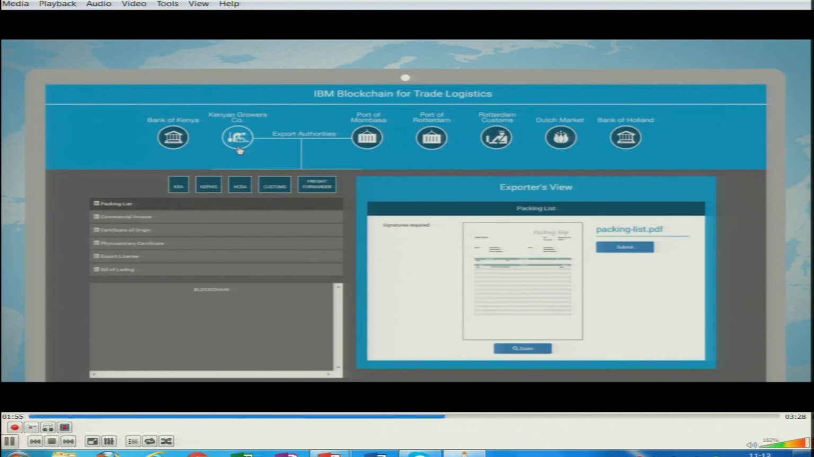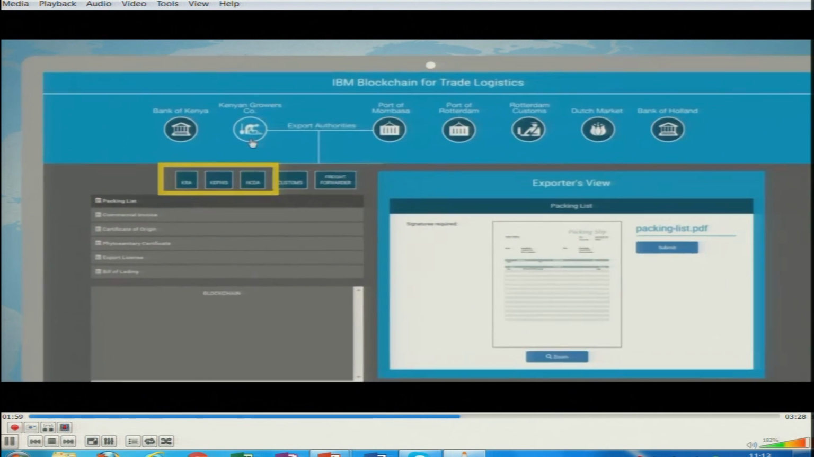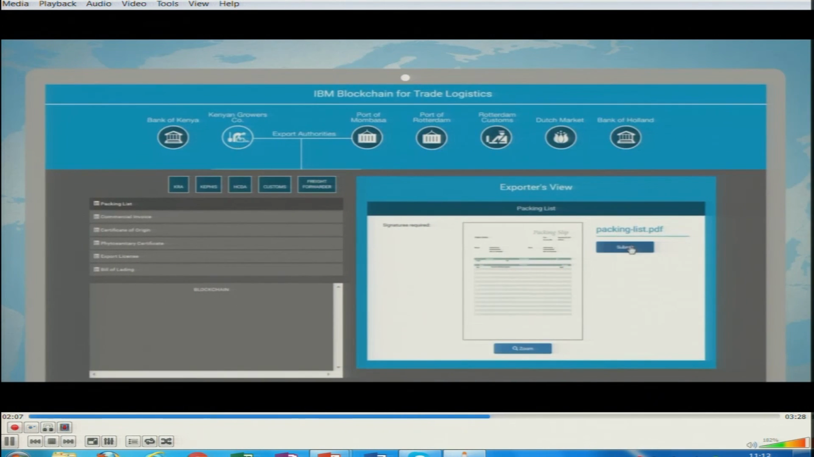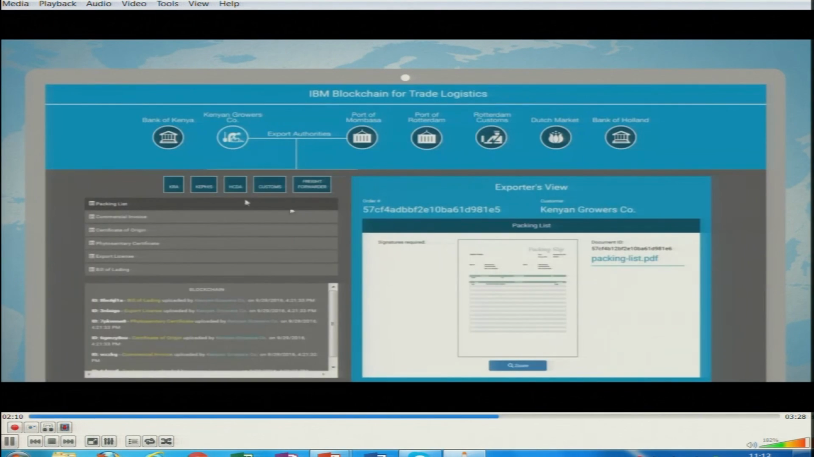Shipping from the port of Mombasa requires signatures from 3 different agencies approving the export and 6 documents that describe the origin, chemical treatment, quality of the produce and customs duties. Firstly, using a PC or mobile device, the Kenyan farm submits a packing list that becomes visible to all participants.